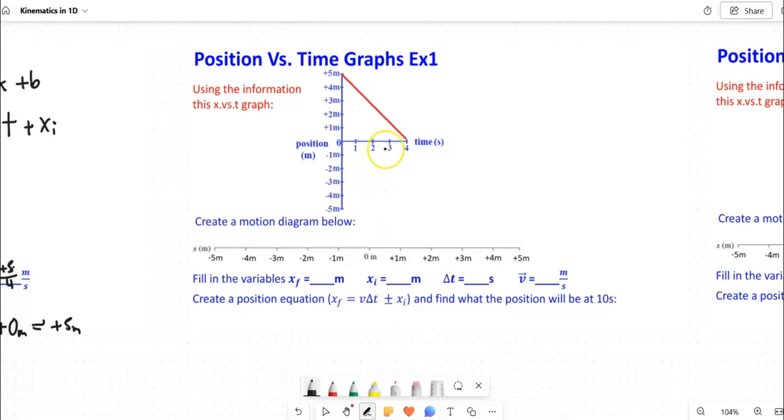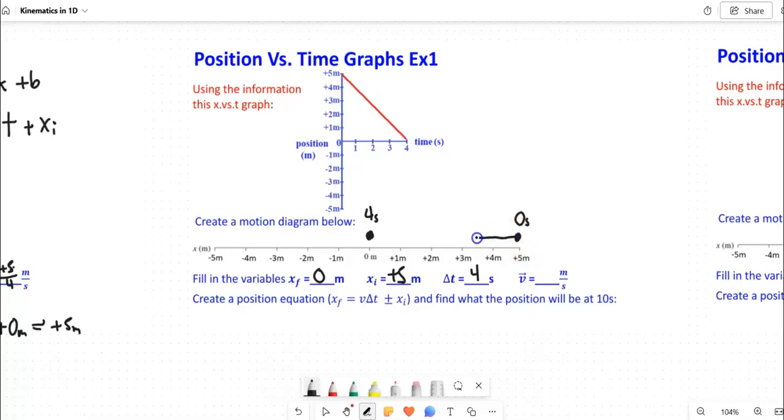Cool. So starting here at the 0-second mark, if you bring this up, the y-intercept, or it looks like its starting position, is +5. So it looks like it started out here at the +5. So the +5 meters is our starting position, and that happened at 0 seconds. It looks like it ends up at the 0 meter mark at 4 seconds. So this is the end position after 4 seconds. So that looks like 0. And the period of time is 4 seconds.